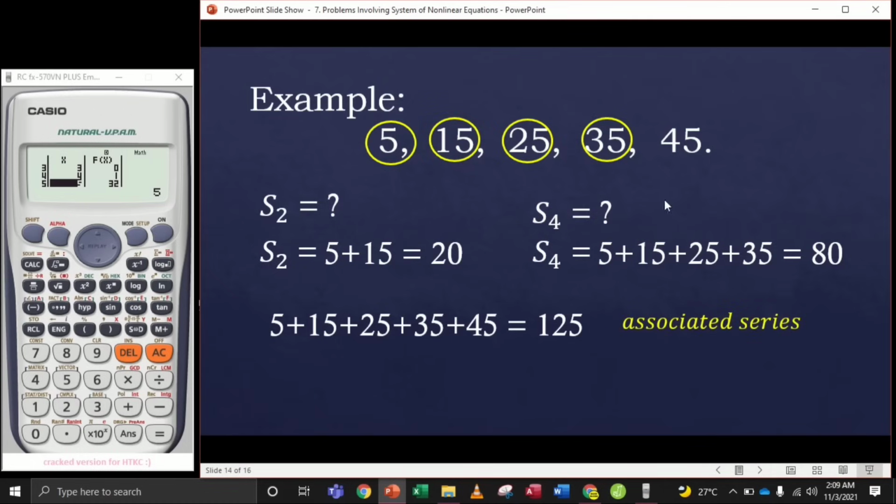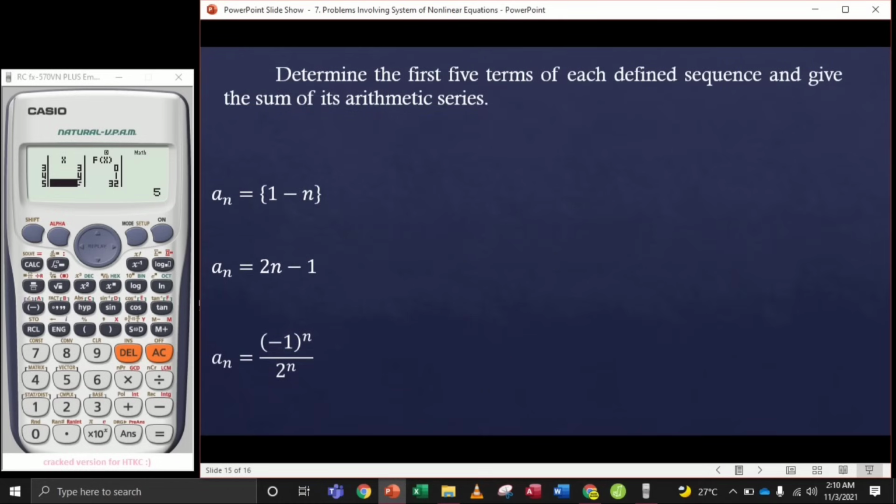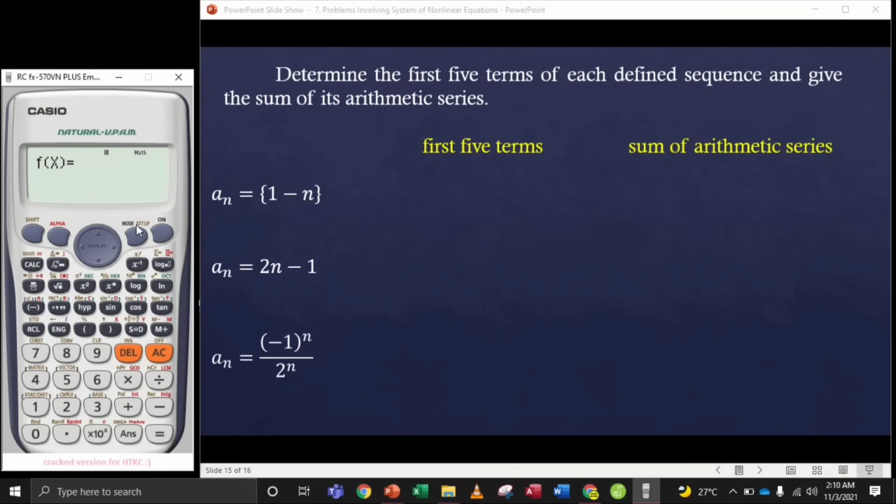So, kung kanina, di ba may given sequence tayo? Ang tawag natin dito arithmetic sequence kasi meron silang common difference. Tama? May common difference sila. So, kapag nilagyan na natin ng ganito, plus sign, ang tawag na dito ay arithmetic series. Okay? So, I hope na naintindihan yung pagkakaiba ng sequence at series. So, determine the first 5 terms of its defined sequence and give the sum of its arithmetic series. So, kunin natin yung first 5 terms and sum of arithmetic series. Para hindi tayo mahirapan, gamitin natin yung calculator, class. Okay?